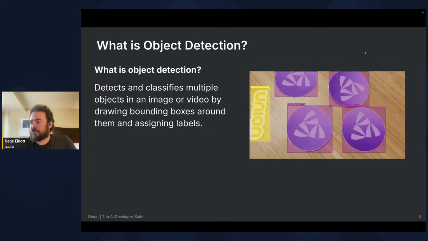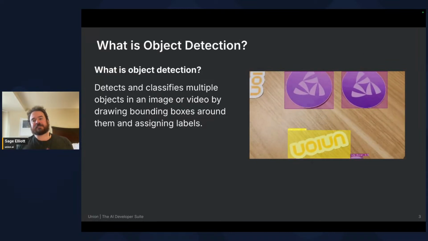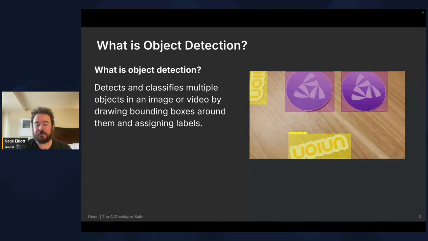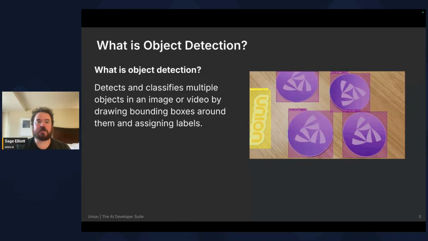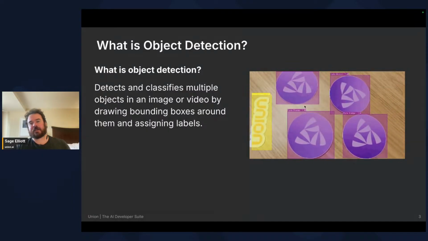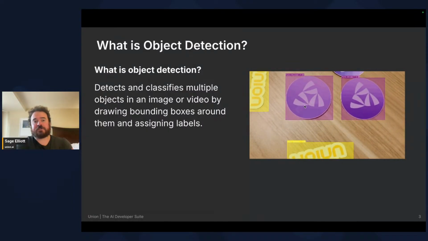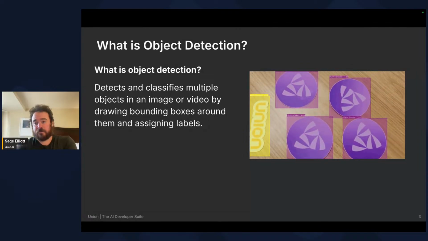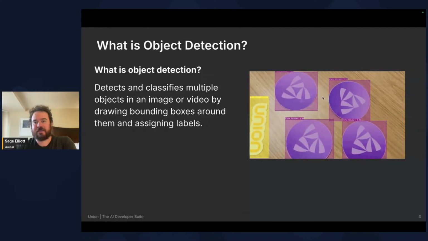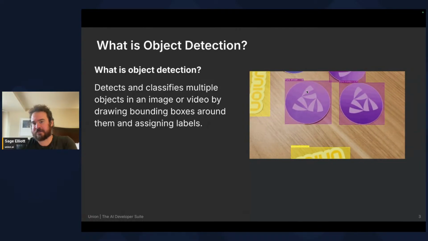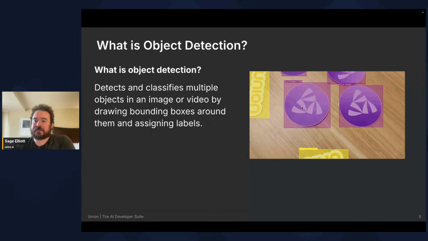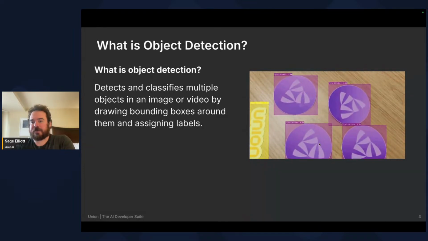What is object detection? Some of you might already know. You've probably seen at least some form of this demoed somewhere. Object detection is a type of computer vision model or application where not only does it classify what's in an image, like you've maybe seen demos of a cat or dog classifier, but it actually detects and classifies multiple objects in an image or video by drawing bounding boxes around them and then assigning a label. In this case, this is a Flyte sticker and that's a Union sticker. It's classifying what class it is, but also drawing approximately where it is with these bounding boxes.